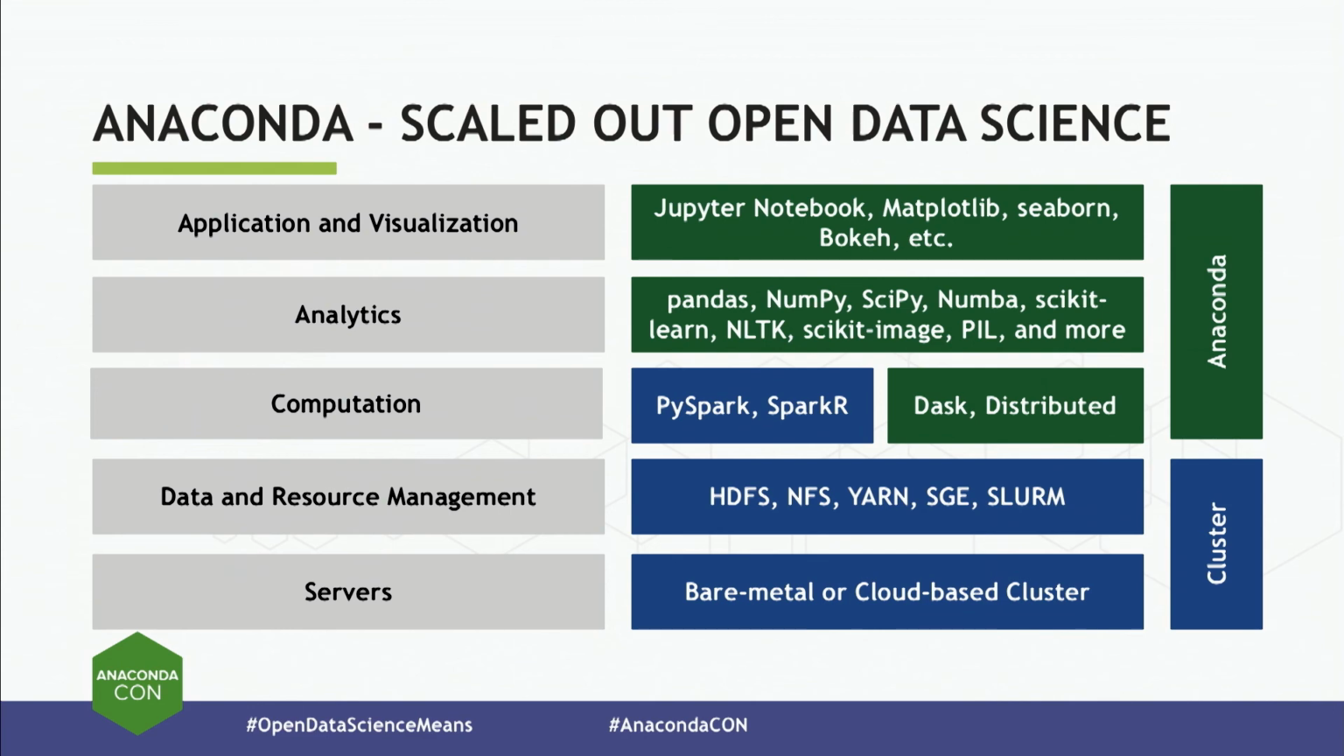Here I'm showing a superset of some of the very common architectures we deploy to with the flexibility of Anaconda. At the bottommost layer, you might have a bare metal or cloud-based cluster running on Amazon or Google Cloud Platform or Azure, or you might have bare metal machines. And you might have your data stored and your resources managed by different things. You might have HDFS and Yarn with Hadoop. You might be using SGE or Slurm or Torque or many of the other execution engines. At the computation layer, you might be using something like PySpark or SparkR, newer distributed runtimes. Or we might be using Dask or distributed to do distributed array and data frame computations.